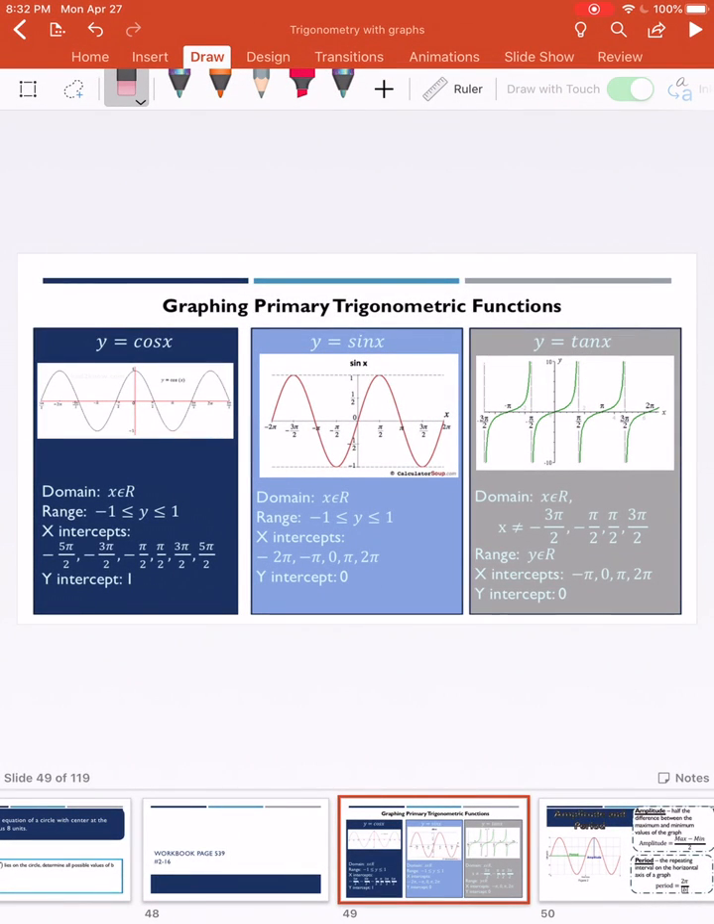Okay, so today and the next lesson as well, tomorrow, we will be looking at trigonometric graphs. So we're going to look at some graphing these next 2 days. All right, so first of all, the formula that we're going to be referring to is on your formula sheet.